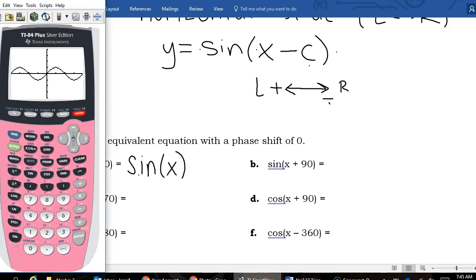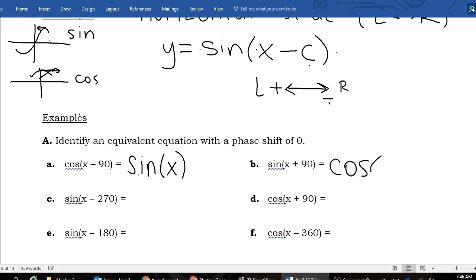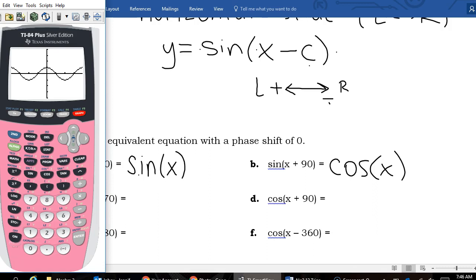Sine of x plus 90. Here is a sine of x plus 90, and to me that looks like a cosine. So regularly the sine is here, but because we had a plus 90, it shifted left 90 degrees, and now it looks like a cosine. Let's try a couple more to see how they change. So we have sine of x minus 270.